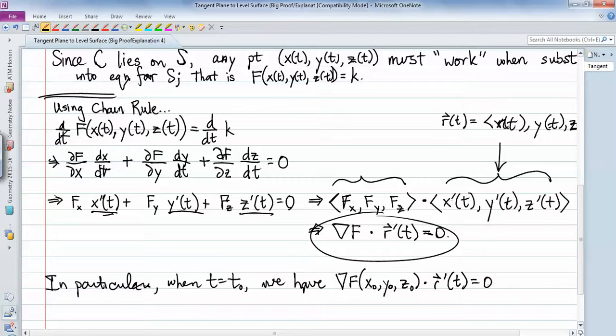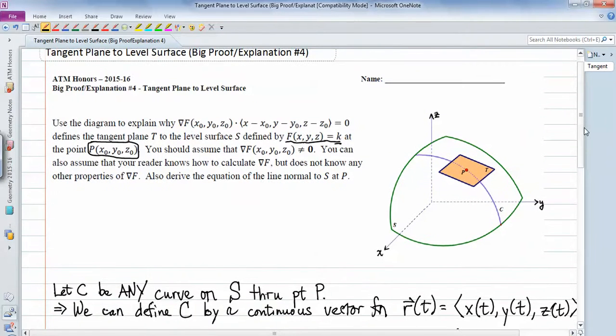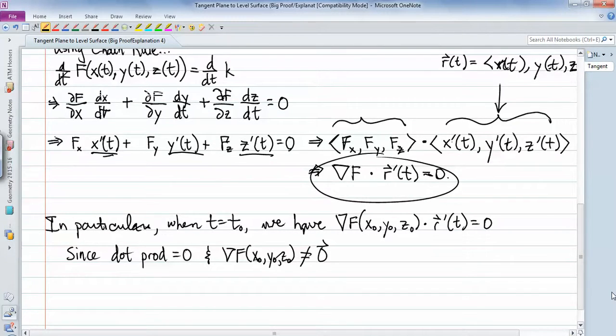Okay, well, since the dot product is 0, and since the gradient of F at that point does not equal the 0 vector, which it's kind of buried up here, it's an assumption that we're making here. And we'll talk about what happens if it is 0 at the end. And r prime at t naught, oops, sorry, this has a naught up here. I think I said it but didn't write it. Does not equal the 0 vector, which, by the way, I'll come back to this, so let me star it.